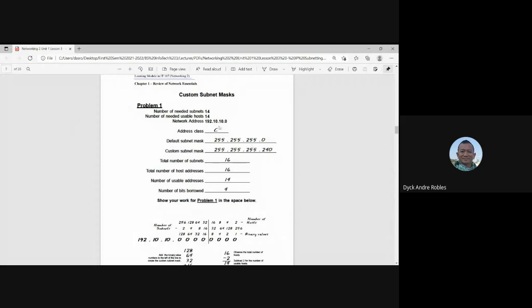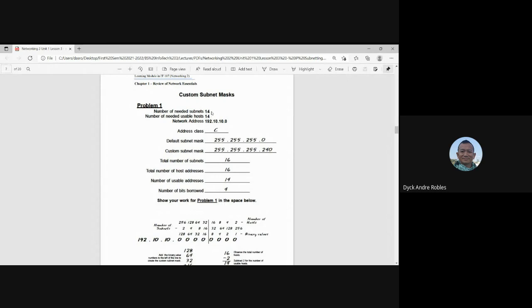14 subnets and 14 usable hosts. Okay? Using the network address 192.10.10.0, the first problem here is the address class. So all you need to do is to identify the address class.